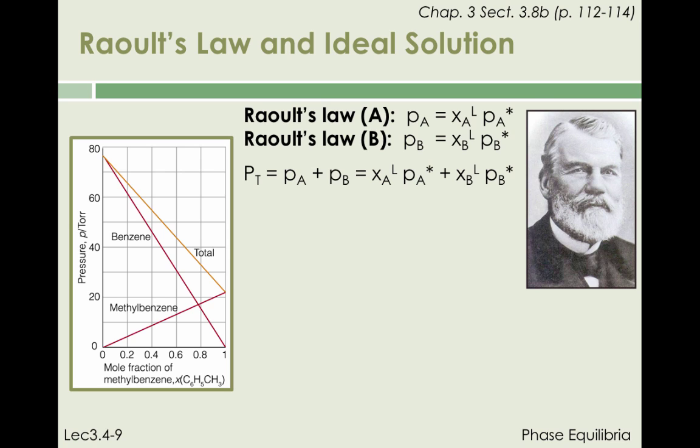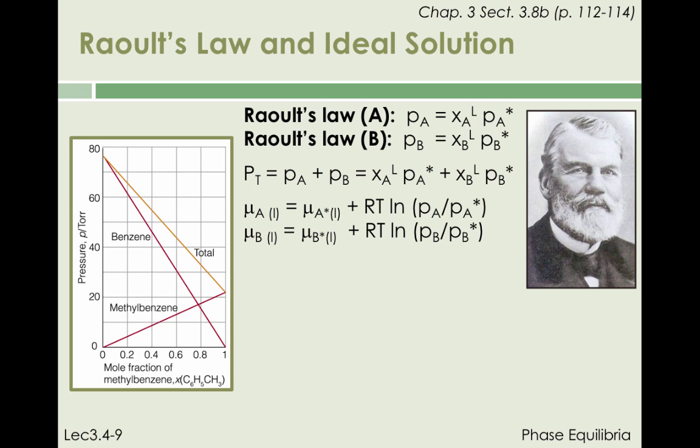This equation suggests that the total pressure should also be a linear function of the mole fraction of either component in solution. We see that this is indeed the case for the benzene-methylbenzene solution, as the total pressure decreases linearly from 76 torr when methylbenzene mole fraction is 0 to 22 torr, the vapor pressure of pure methylbenzene, when the mole fraction of methylbenzene is 1.